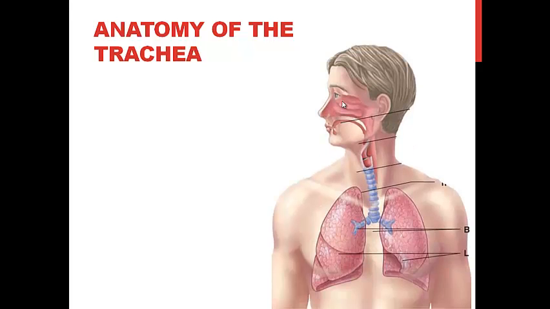Okay, we're going to move on to the trachea, and we're just going to go through a quick recap of the anatomy of the trachea, where you guys should know by this point that the trachea is a tube that is part of the upper respiratory tract.